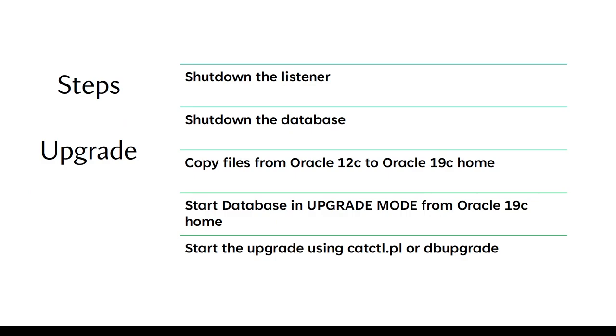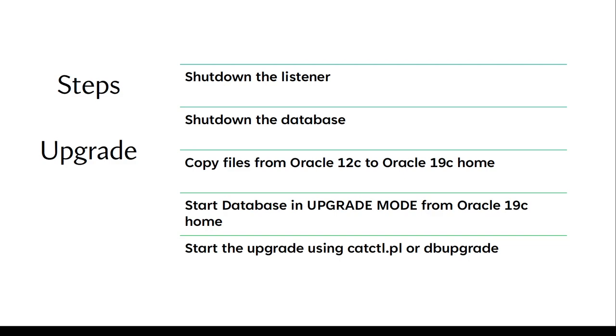Once we have done the pre-upgrade jar, we need to shut down the listener, then shut down the database. Then we need to copy the files from the Oracle 12c home to the Oracle 19c home. What are these files? These are the init files, password file, listener.ora file, and sqlnet.ora file. All of these files will be copied from the Oracle 12c home to the 19c home.